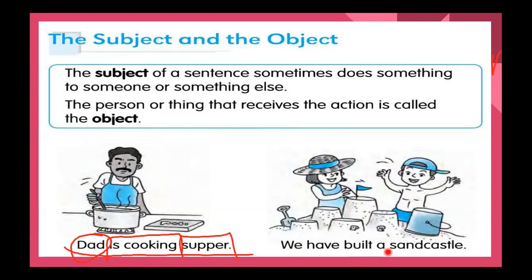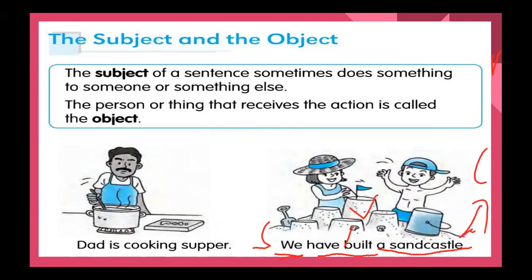We have built a sand castle. So here, what do you think is the subject and the object? Can you figure out and tell me? We, subject, great. Have built is the verb. And a sand castle is the object. Great. Well done.